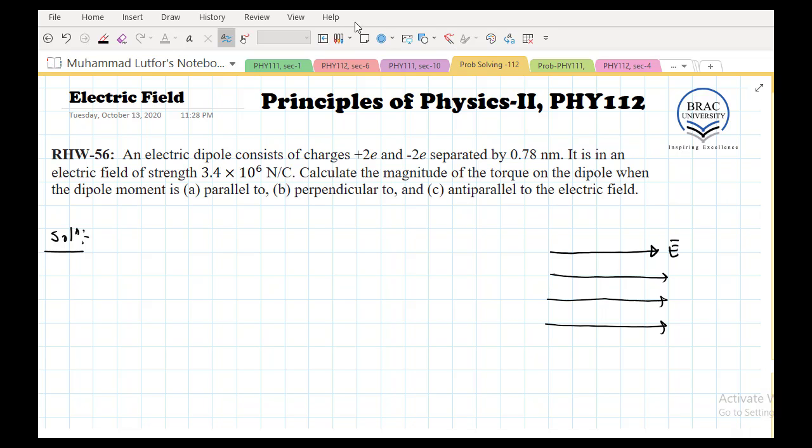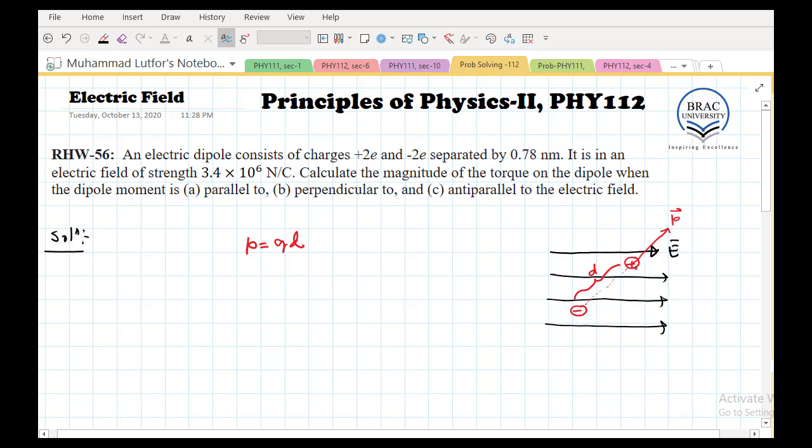Say I keep two charges with the same magnitude but opposite polarity, say this is a plus q and this is the minus q. If we keep them in an electric field, it will create a dipole moment, and the direction of the dipole moment would be from the negative charge to the positive charge. We define this dipole moment as p equals q times d, where d is the separation between the charges. So this is that d.